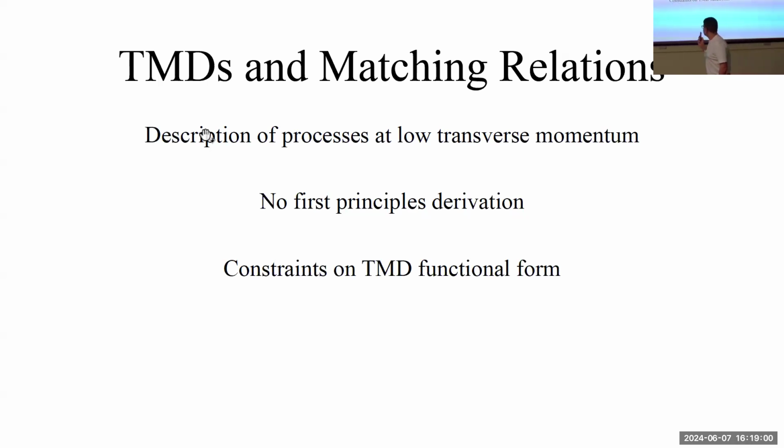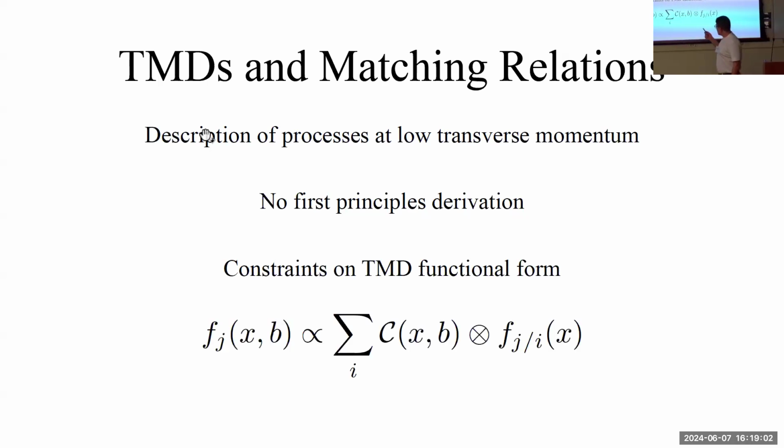In particular, we can see that a TMD can be written as a sum of collinear PDFs multiplied by matching coefficients, which are what I'm trying to calculate. In particular, there is only one collinear distribution that contributes to the TMD, but there can be a sum of.